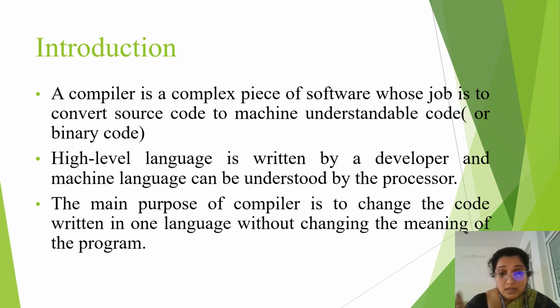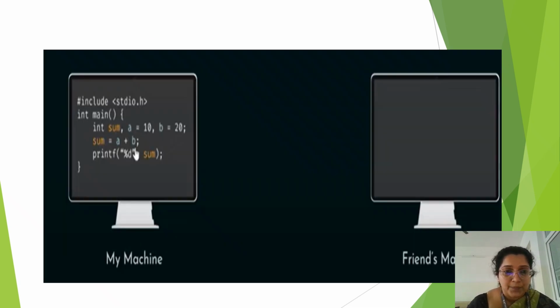So what is a compiler? A compiler is a complex piece of software whose job is to convert source code to machine code, which is understandable by the machines. High-level languages are written by a developer and machine languages can be understood by the processor. The main purpose of a compiler is to change the code written in one language without changing the meaning of that program.